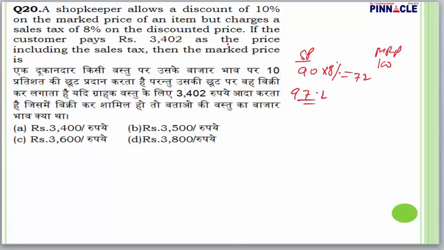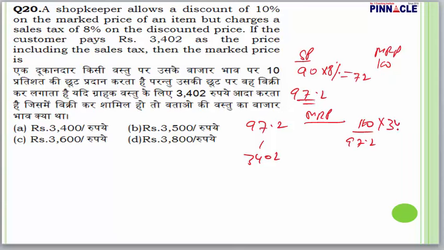If the customer pays 3402 as the price including the sales tax, this is the discount plus tax charges. If the customer pays 97.2 rupees, then the MRP is 100 rupees. If he pays 1, then it would be 100 by 97.2. And if he pays 3402, then 3402 times that. Then in place of the decimal you can write it as a fraction, so you can cancel, it will go by 2, then it will be 50. Again you can cancel, it will go by 14.